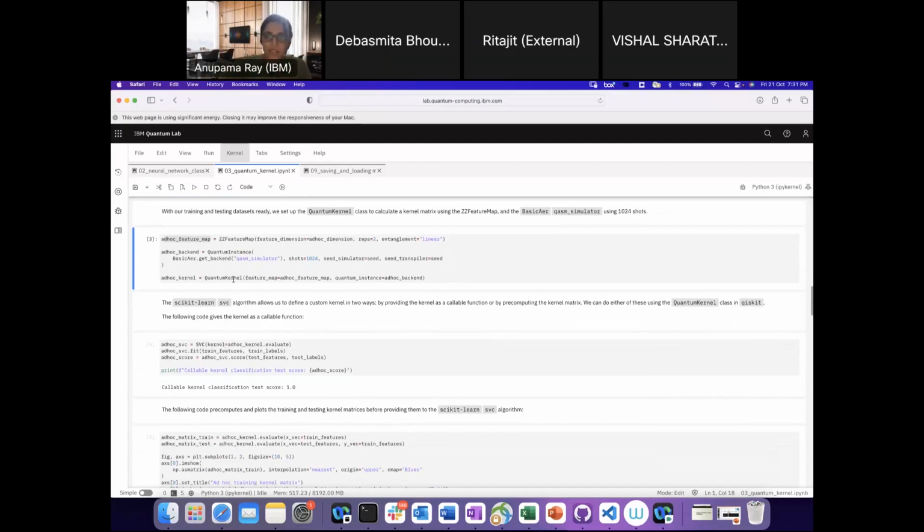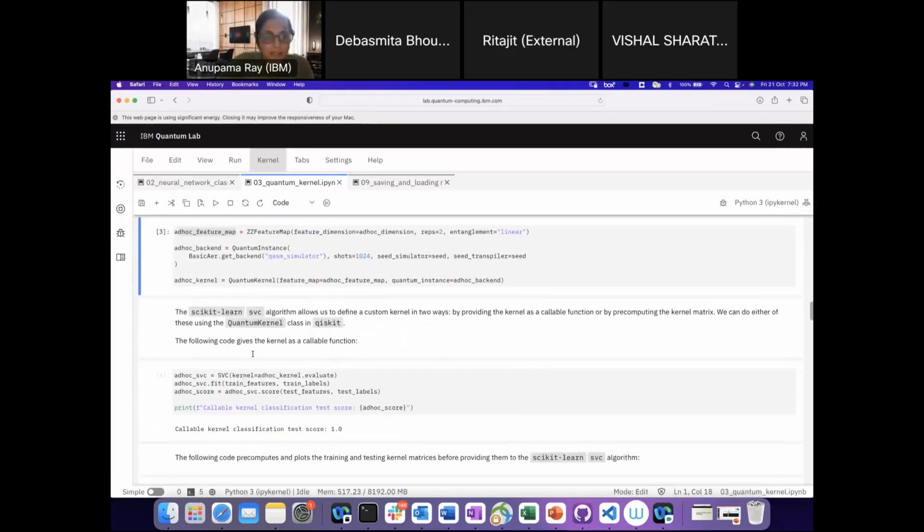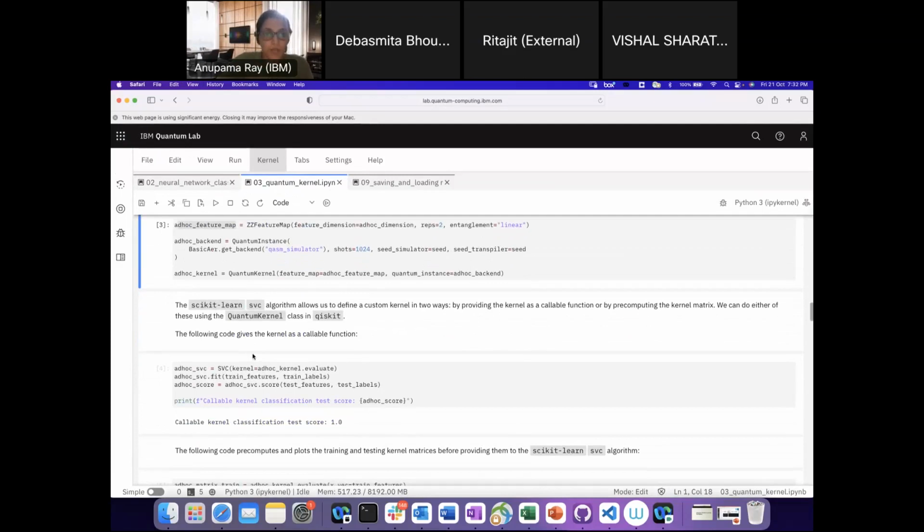So once you have built the quantum kernel in your quantum hardware, we just... Anupama, is it possible to just zoom this a bit? Oh yes. Is this any better? Yes, yes, this is good.